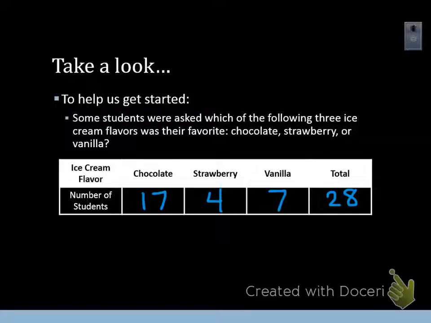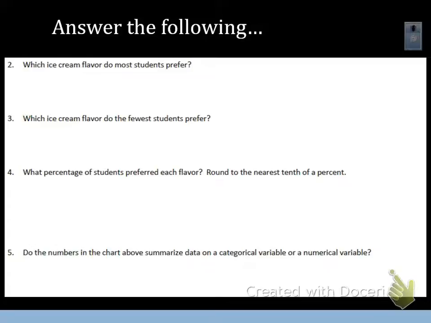Okay, so I can learn several different things from this data. If you take a look at the questions after that chart, we should be able to answer the following questions. So if I think about which ice cream flavor do most students prefer? Well, according to my chart, the one that the students answered the most was chocolate. So I'm going to go ahead and make sure you're filling these out on your paper, please. But that was chocolate.